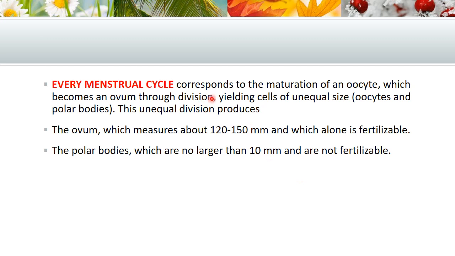Every menstrual cycle corresponds to the maturation of an oocyte, which becomes an ovum through division, yielding cells of unequal size, that is, the oocyte and the polar body. This unequal division produces the ovum, which measures about 120 to 150 micrometers and alone is fertilizable. The polar bodies, which are no longer than 10 micrometers, are not fertilizable.